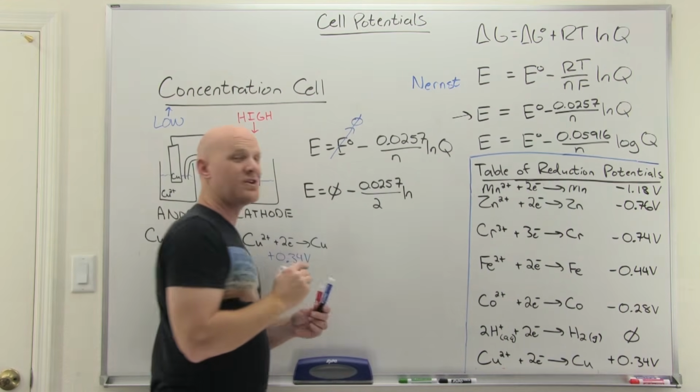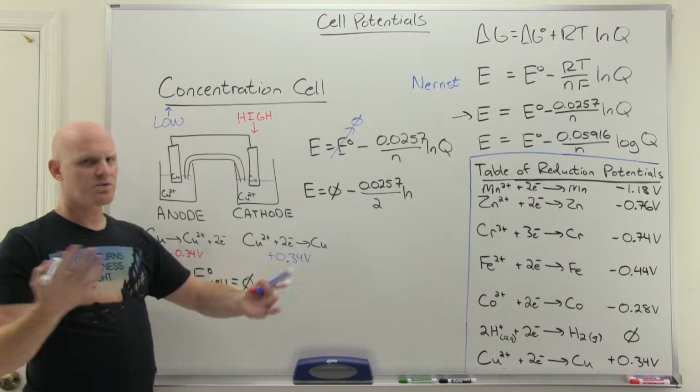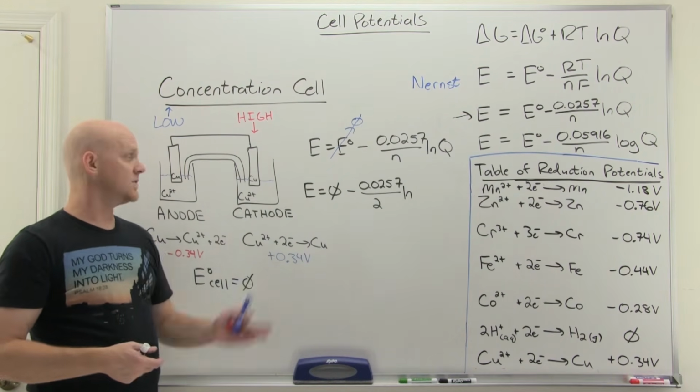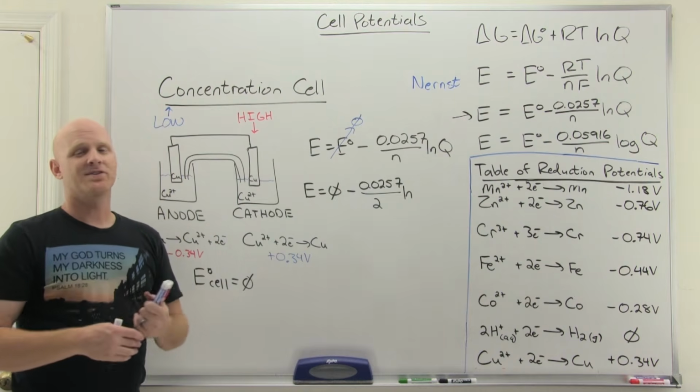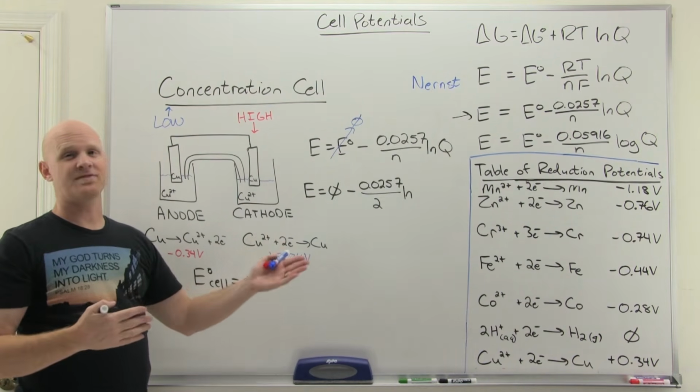And then ln of Q here, and Q is where students get confused. Which concentration do I put on top, which do I put on the bottom? There's a couple of different ways to look at it. Well, one, if you do it backwards, you'll end up with a negative E, and that's wrong. If you do it right, you'll get a positive E. So if you do this wrong and get the negative value, just change the sign.